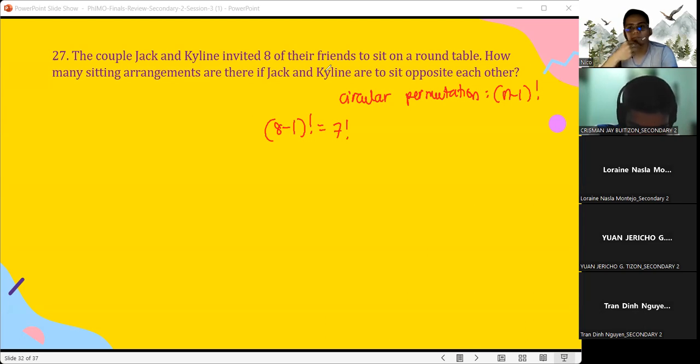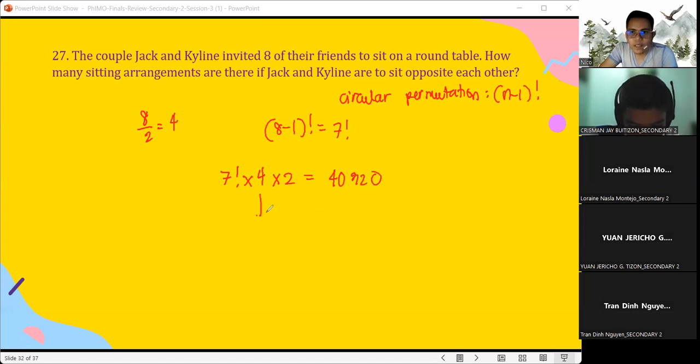So that would be the number of ways to insert Jack and Kylene because they are opposite to each other, right? That would be 8 divided by 2, which is 4. So 7 factorial times 4, because you can insert Jack or Kylene 4 times. Now there are two of them, so times 2. And then the answer here is 40,320.